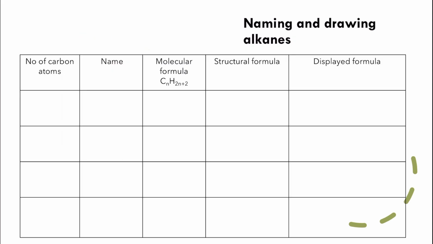Now let's see how we can draw the different alkanes. If we have one carbon atom, the name, as we said, is going to be methane. Molecular formula is CH4 because the general formula is CnH2n+2. And then for the displayed formula, we need to draw the carbon atom with the four bonds. All of them are hydrogen because there is no other carbon, it's only one carbon atom. So the structural formula is also CH4.